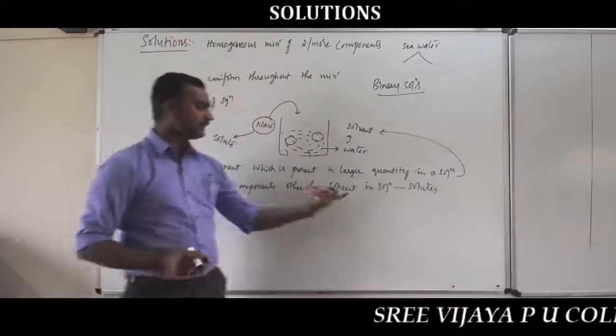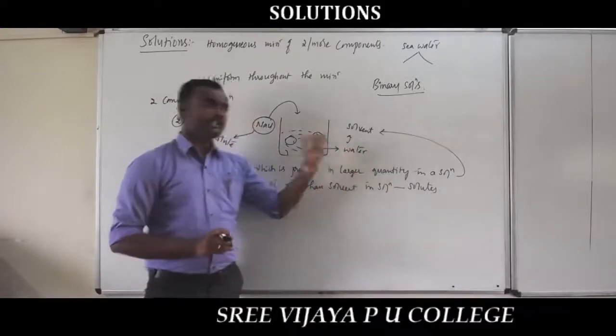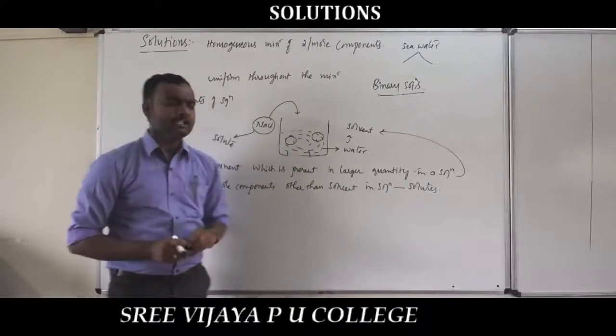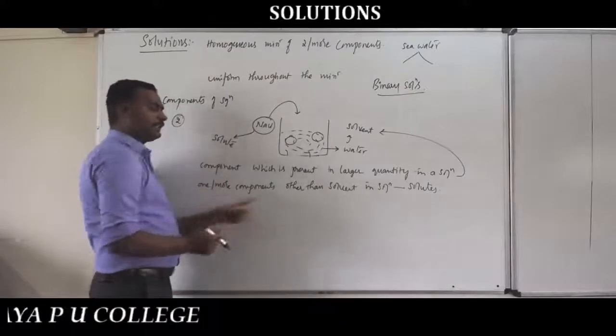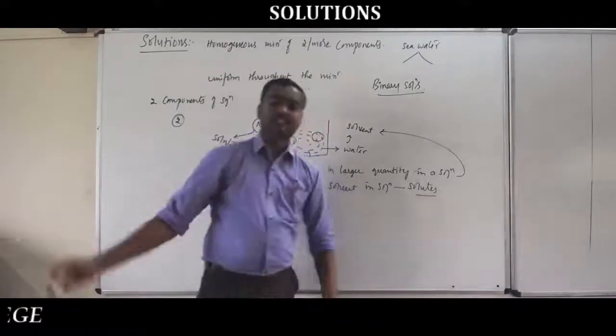Here the solvent is water. So in a solution there is one solvent, and besides the solvent a number of components are dissolved. So the components other than the solvent in a solution are the one or more components called solutes.